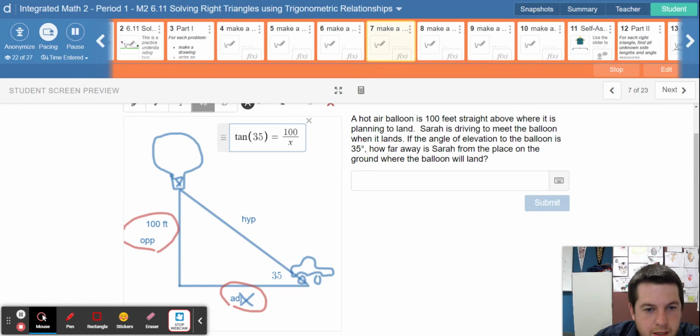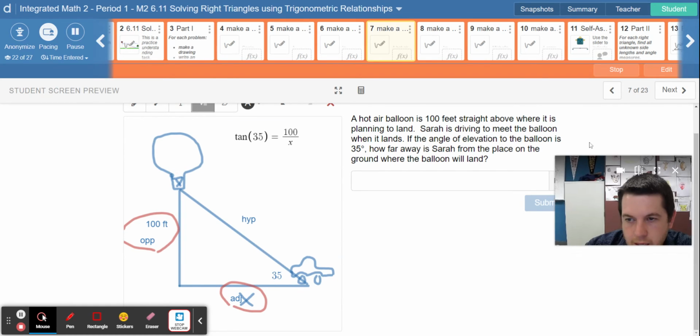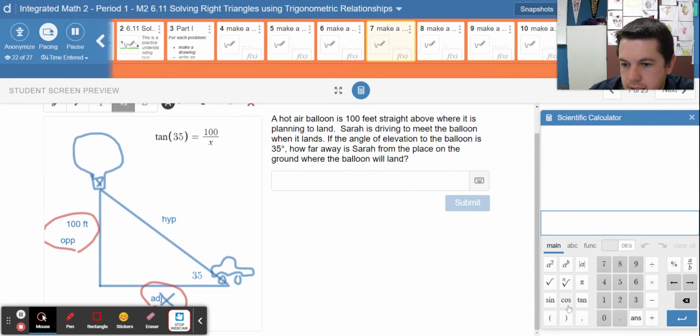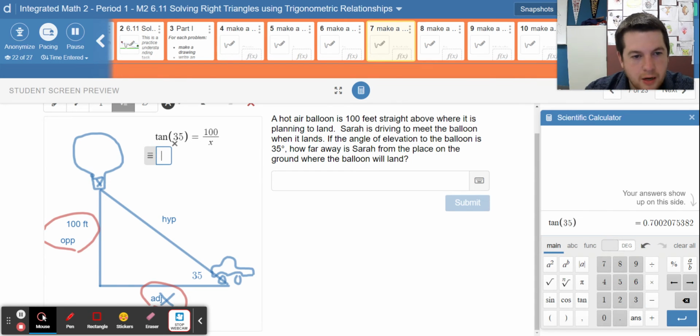So we now have this. The next step will be to go to my calculator here and type in the tangent of 35. And so I now know that tangent of 35 is equal to 0.7002, I'm just going to be a little more precise here, over x.